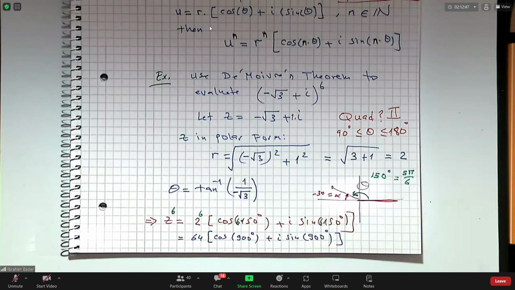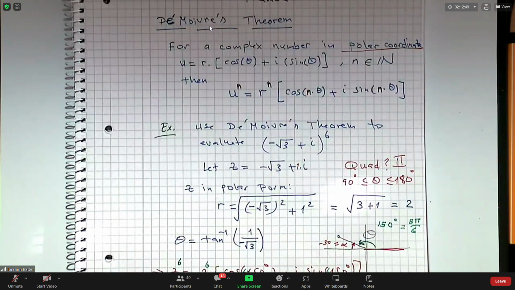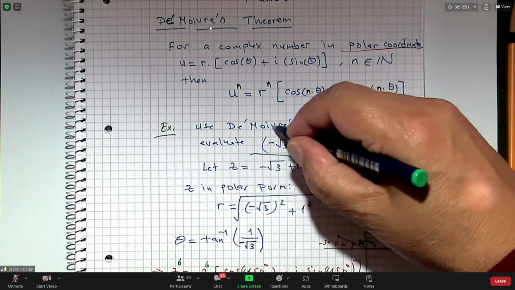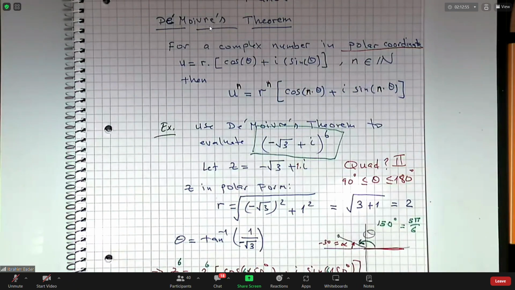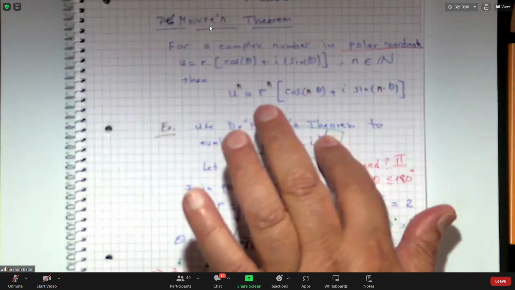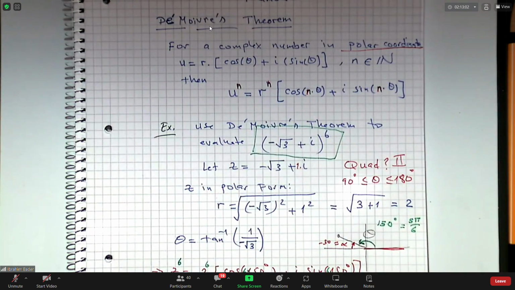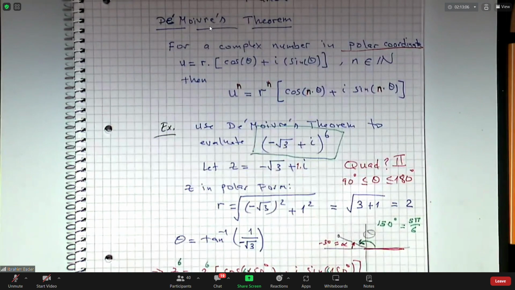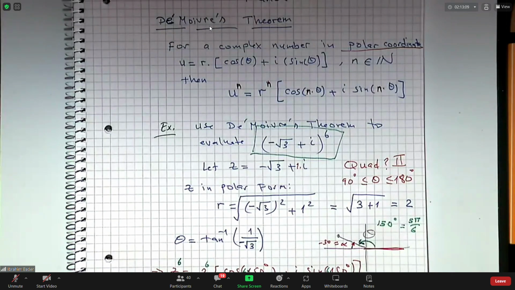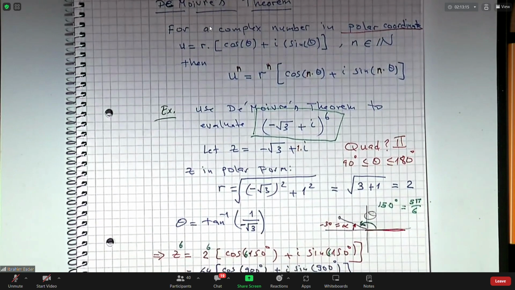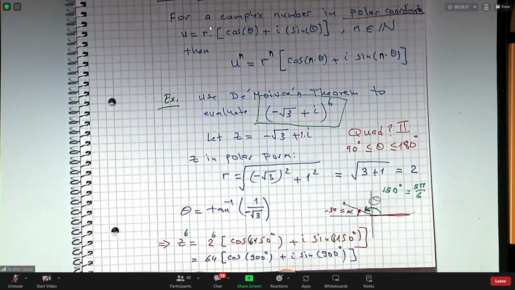The 6 is from the assignment here. This is what we are going to evaluate. Remember the assignment is to evaluate this number to the power 6, an exponent of a complex number. We assume that this number is z, we transferred it into the polar form, and then we applied De Moivre's theorem. It is part of the assignment.